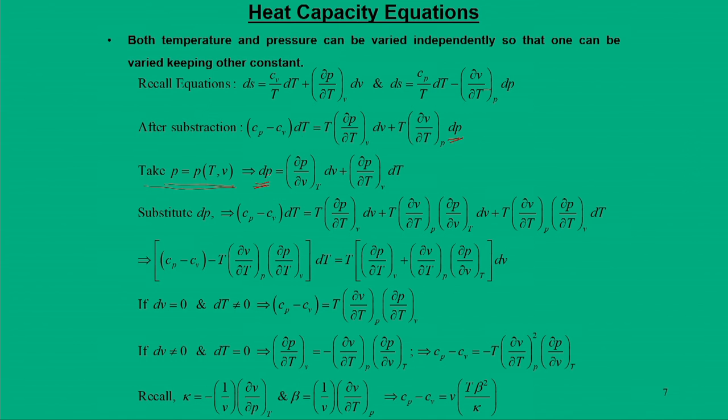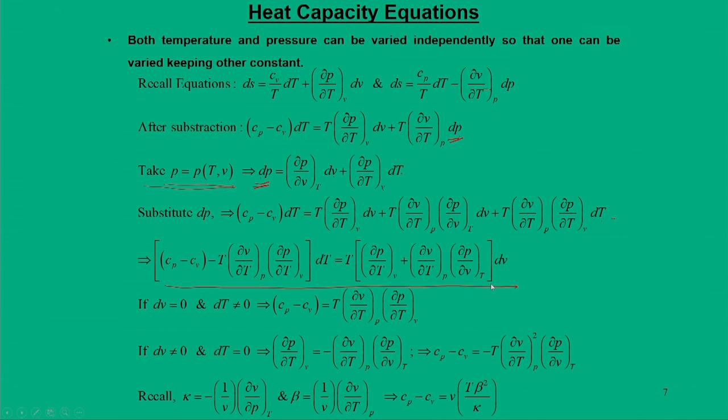So, the exact differential of pressure, dP, from these equations can be obtained as dou P by dou V at constant T into dV plus dou P by dou T at constant V into dT. Now, when I substitute this dP in these equations, we get Cp minus Cv into dT equals T dou P by dou T at V dV plus T dou V by dou T at P, then dou P by dou V at T into dV. And the last expression is T into dou V by dou T at P, dou P by dou T at V dT. Then you simplify these equations. So, after simplification, we find these relations.